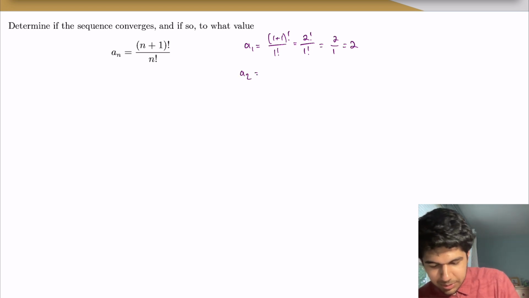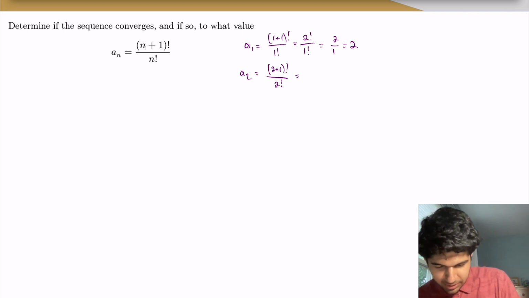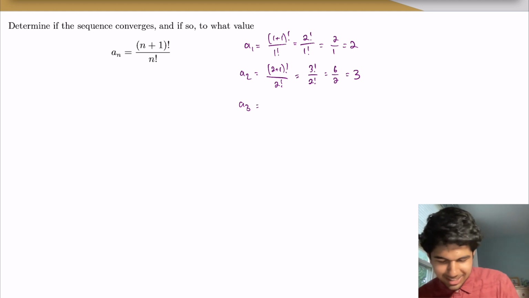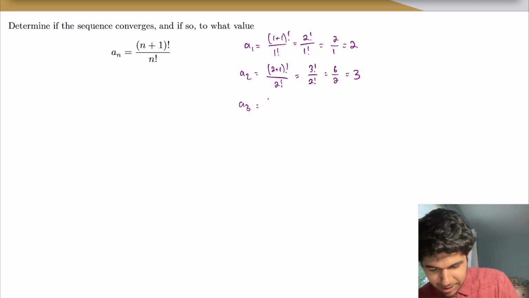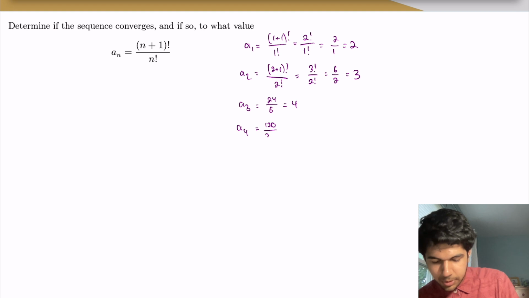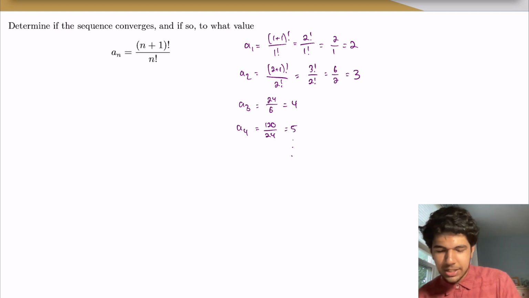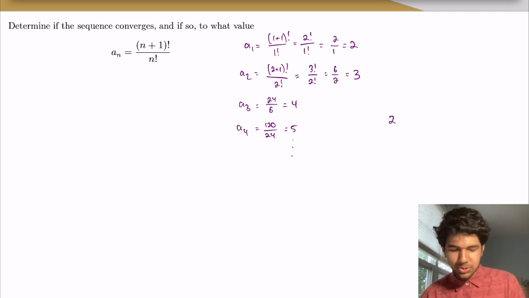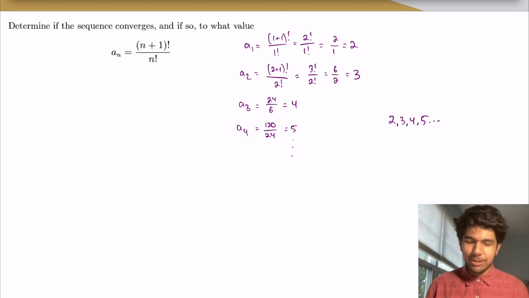A sub 2 is going to be equal to (2 plus 1) factorial over 2 factorial. You can compute this out. This is 6 over 2, which is equal to 3. A sub 3, I'll just write it out now. This is 24 over 6, which is equal to 4. A sub 4 is equal to 120 over 24, which is equal to 5, and so on. And we're starting to sense a pattern that our sequence is looking like 2, 3, 4, 5, and so on. So maybe it's just going up by 1.